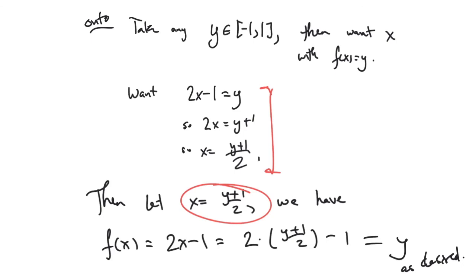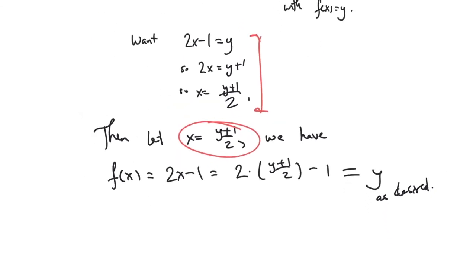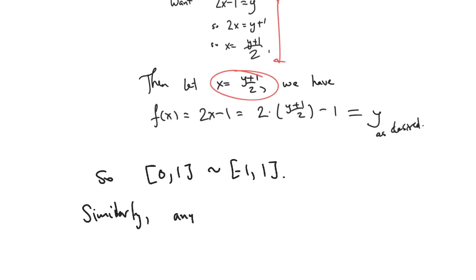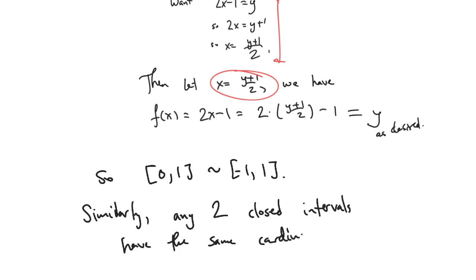We've got one minute. Can I just say one more thing? What all of this concluded was that 0 to 1 has the same cardinality as minus 1 to 1. All right? Similarly, any two closed intervals have the same cardinality. The interval from 0 to 5 is the same as the interval from minus 10 to 6.